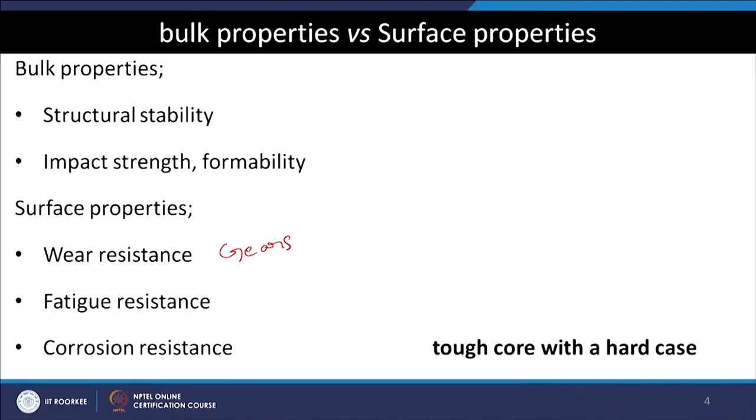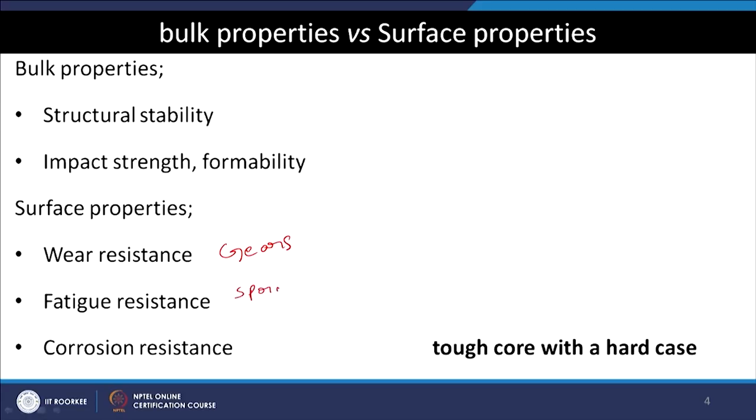So, that is one aspect, and next is fatigue resistance. For example, a spring: springs are under constant variation in the loads they operate under. So, they should have good fatigue resistance because they experience cyclic loads. That is where we would like the springs to have good fatigue resistance. This also has to be engineered by the residual stress state at the surface of these springs. The other one is corrosion resistance.